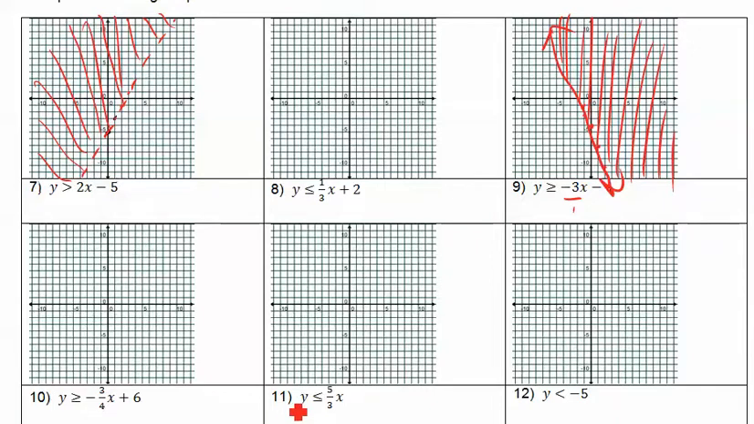All right, so let's take a look at 11. So this one, my y-intercept is 0. And I have my slope of 5 over 3, so I go up 5 over 1, 2, 3. And because there's an equal sign there, it's less than or equal to, I'm going to use a solid line. And now I have to figure out which side I'm going to shade. So I go y is less than. So I'm going to put my pencil on the line, and I'm going to go down because y is less than. So I'm going to shade everything below.